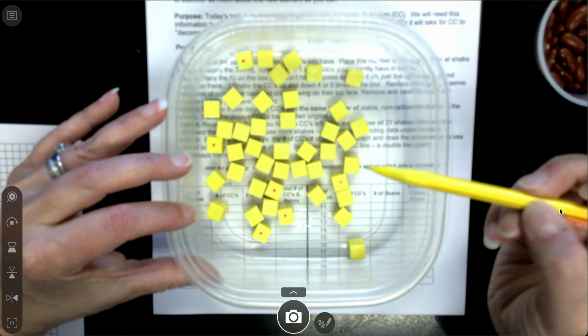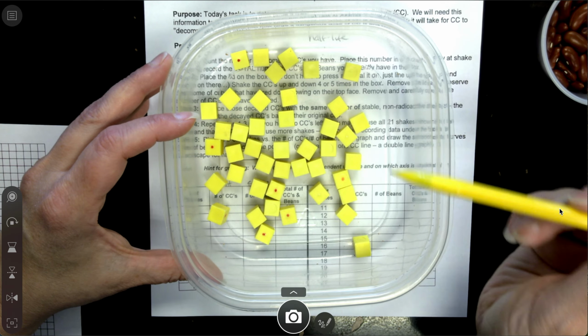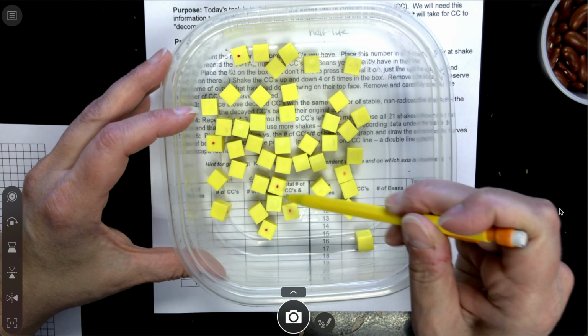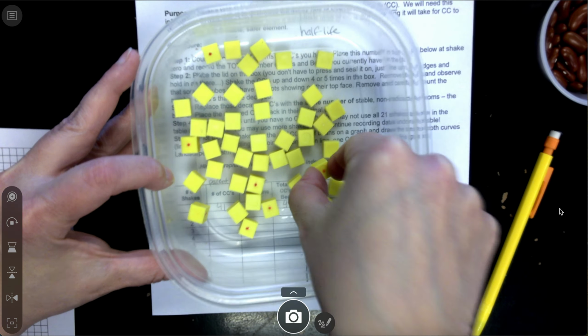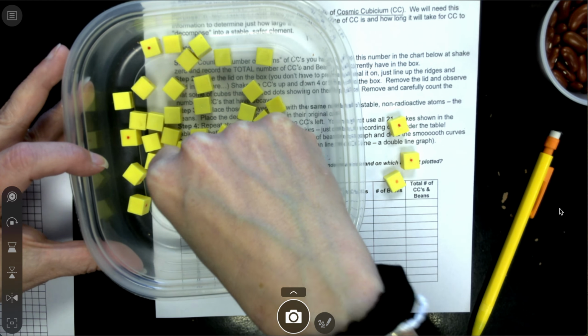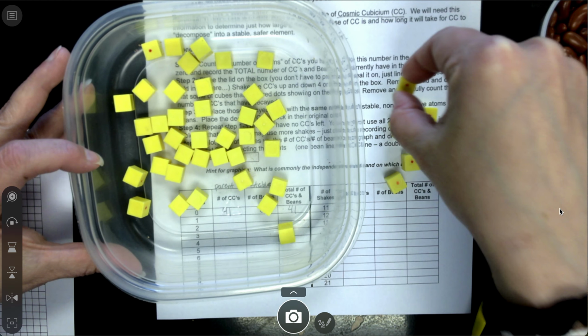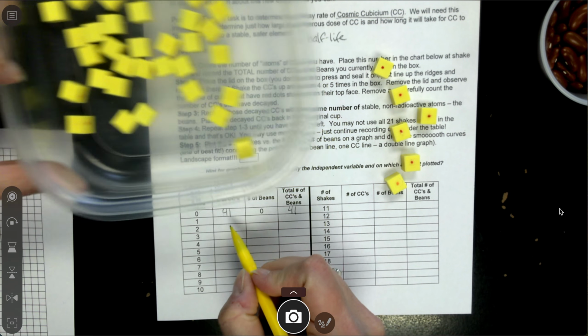Now, the ones that have decayed are the ones that show the red dot. So how many have decayed? 1, 2, 3, 4, 5, 6. So we're going to take those 6 out. Now, how many cc's do we have left in the bin?